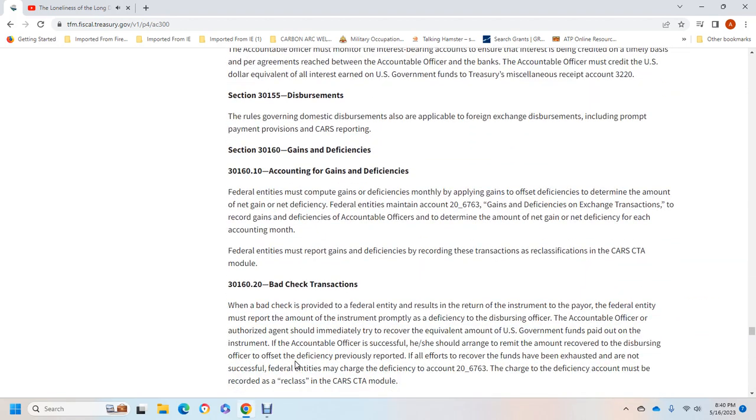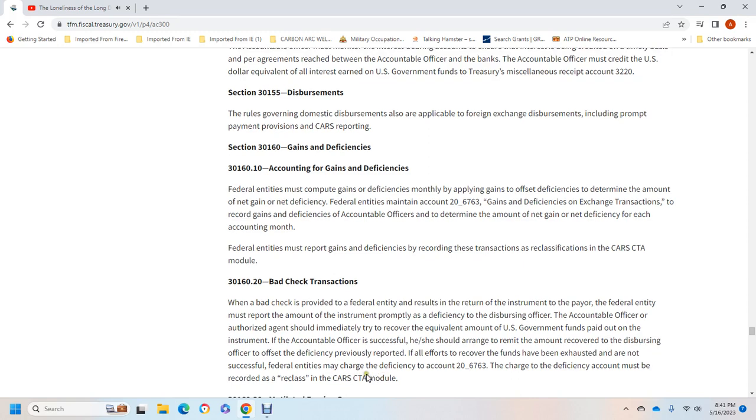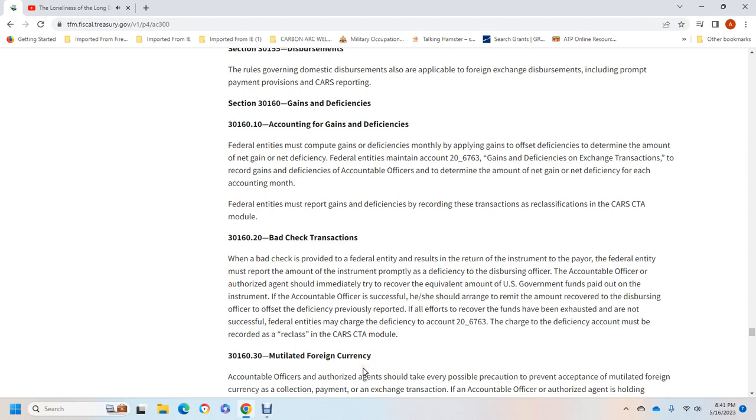3160-20, bad check transaction. A bad check is provided to the federal entity as a result of the return of the instrument by the payer. The federal entity must report the amount of the instrument properly as a deficiency of the disbursing officer. The accountable officer with the authorization should immediately recover the equivalent amount of U.S. government funds paid out on the instrument. The accountable officer should arrange the permit with the amount of the recovery for the disbursing officer of the deficiency previously reported, when all efforts to recover the funds have been exhausted and are not successful. Federal entities record the deficiency in the account 2067 and 63. The deficiency account must be recorded and reclassified in the CARS classification transaction application model.